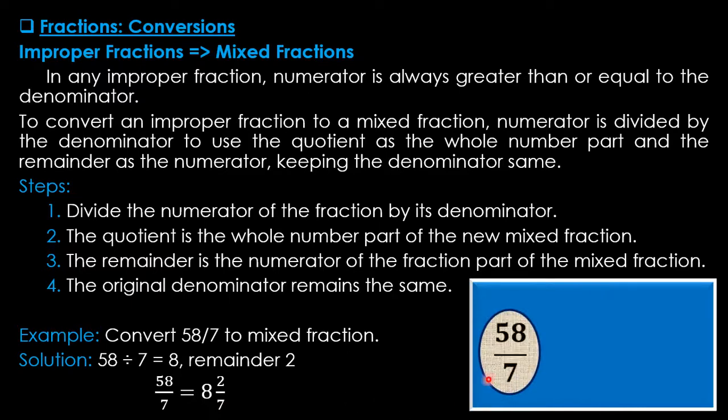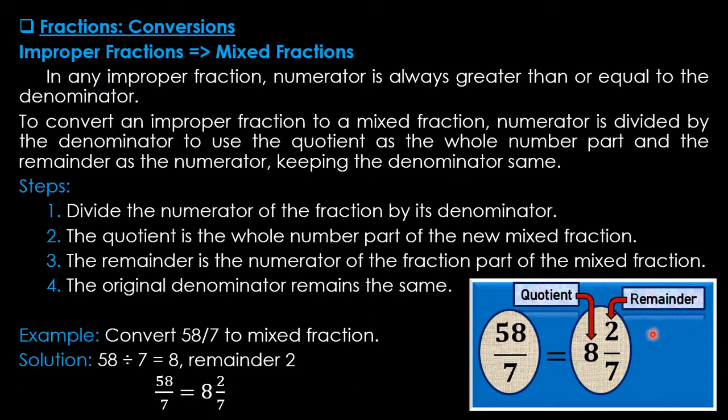So the original fraction was 58 over 7, that was the improper fraction. From there we are getting 8 and 2 over 7. So this is the quotient. After we divide 58 by 7 we get 8 as the quotient, and that becomes the whole number part of the new mixed fraction, and this 2 is coming from the remainder of the division. So after all we get that one.